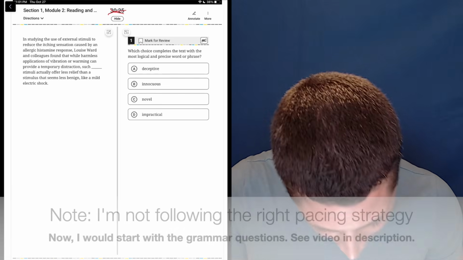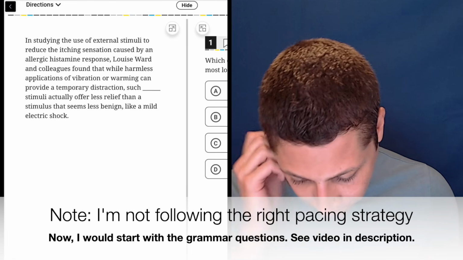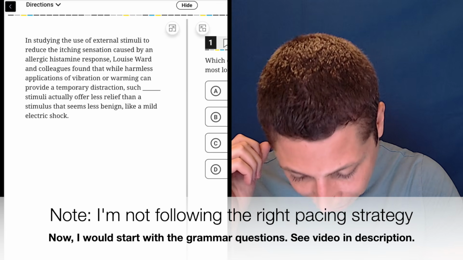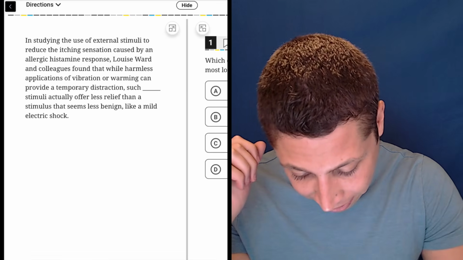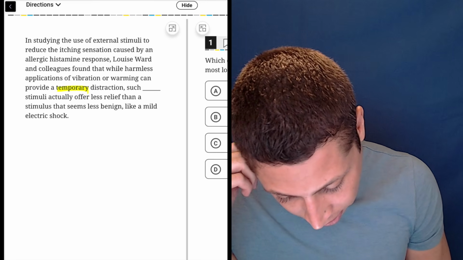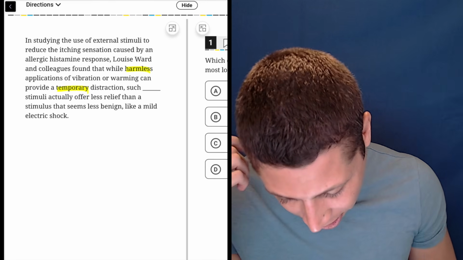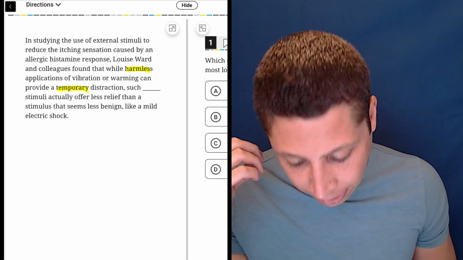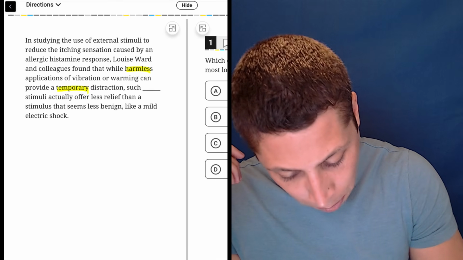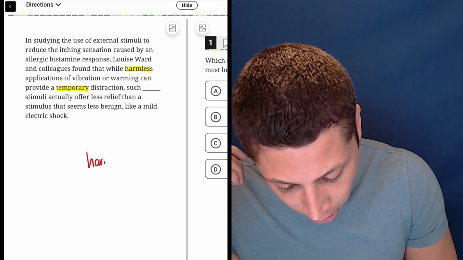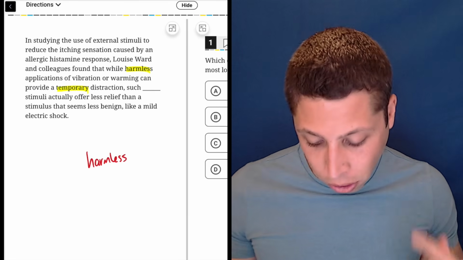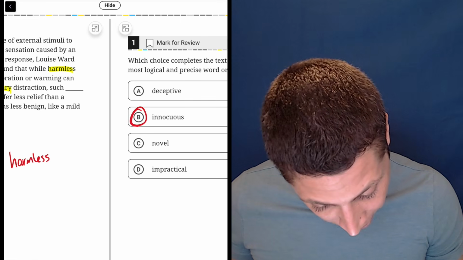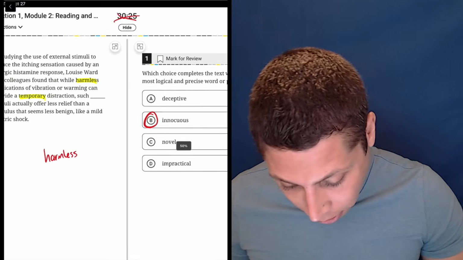Okay. All right, so vocab. In studying the use of external stimuli to reduce the itching sensation caused by an allergic histamine reaction, blah, blah, blah, and colleagues found that while harmless applications of vibration or warming can provide a temporary distraction, such harmless stimuli actually offer less relief than a stimulus that seems less benign, like a mild electric shock. So yeah, they're repeating themselves here, so I'm looking for a word like harmless. They're repeating the fact that these are harmless stimuli, and innocuous is a perfect synonym for harmless. Deceptive, no. Novel, no. Impractical, no. Okay, definitely that's the answer.